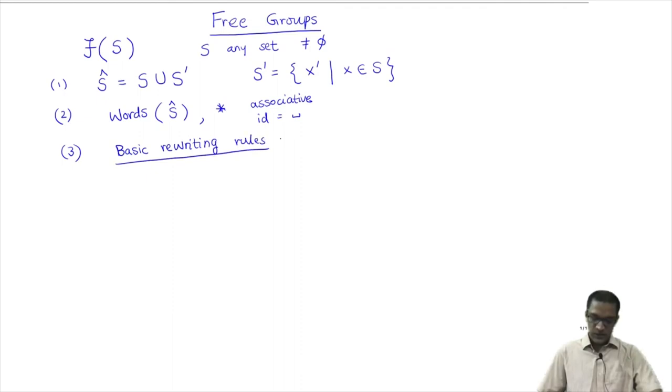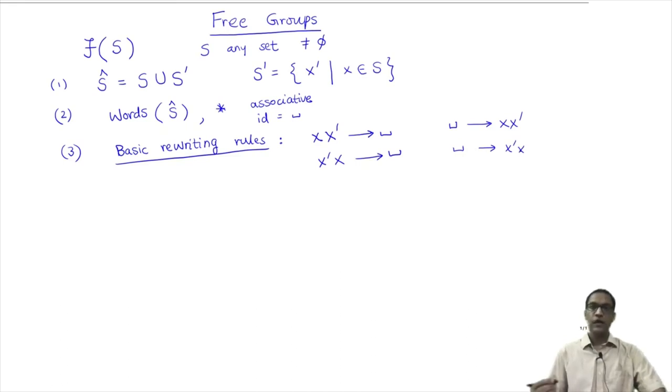So what were these rules? If you recall what it was before, A A prime can be replaced with the empty word, A prime A, similarly B B prime, B prime B, each of these can be replaced with the empty word. Here it's the same thing. Instead of A, B, you have many more alphabets. So let me write this out in general as follows. Whenever I see an alphabet X next to the alphabet X prime, I can replace this word of length 2 by the empty word. Similarly, if I see X prime followed by an X, I'm allowed to replace it with the empty word. In fact, the way we wrote the basic rewriting rules, they also include the rules in reverse. These are two rules, and the opposite rules are also available: I can replace the empty word with X X prime, or with X prime X. So there are, in this case, four basic rewriting rules for each alphabet in S.